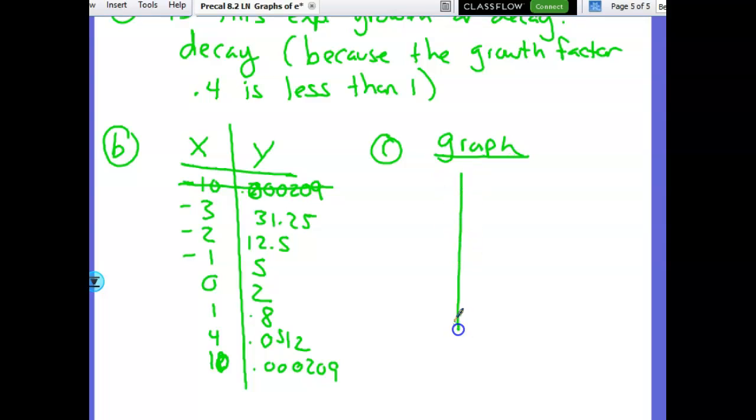So our y-axis needs to go up to 31.25 at least, and our x-axis needs to go from -3 to 10. And for y, I guess I'll just count by 2's: 2, 4, 6, 8, 10, 12, 14, 16, 18, up to 32. Okay, so at -3, we're way up here at 31.25.